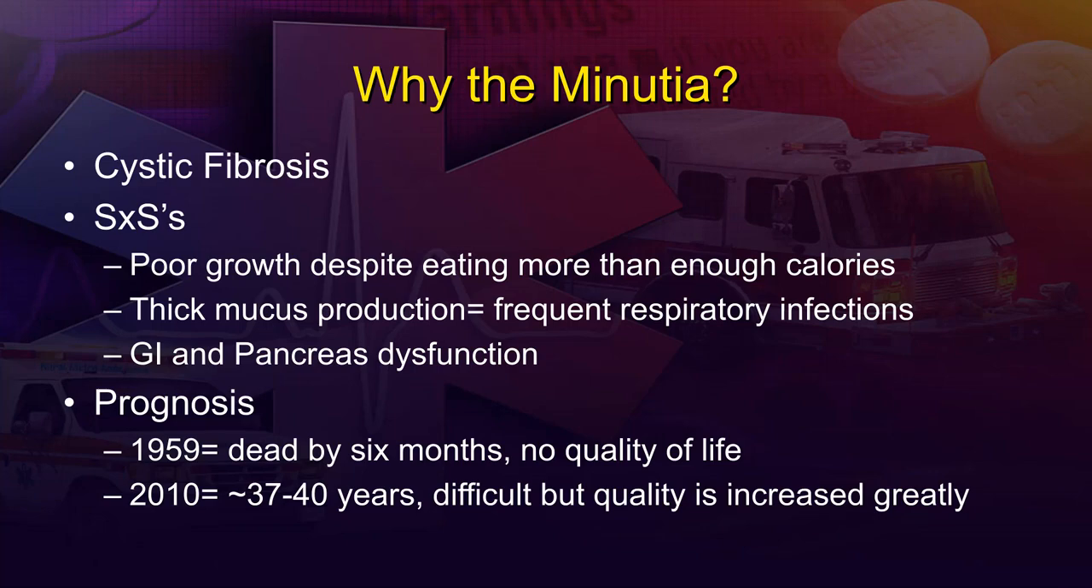The disease itself and its signs and symptoms and how it may present, most commonly in EMS, will probably involve one of these things. One of the hallmarks is that they have poor growth development, even though they'll be taking in enough nutrients. Another pathway is that the thick mucus production that develops will result in patients having frequent respiratory infections and perhaps even having problems with their GI tract and the mucus that's involved there, and pancreas dysfunction, among other problems.